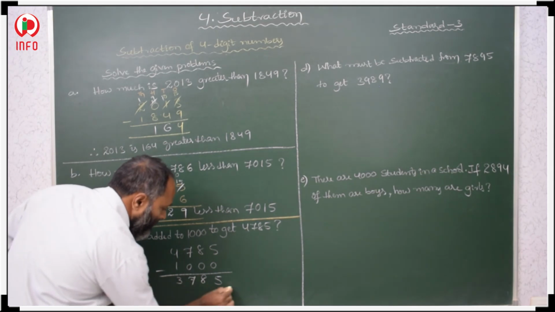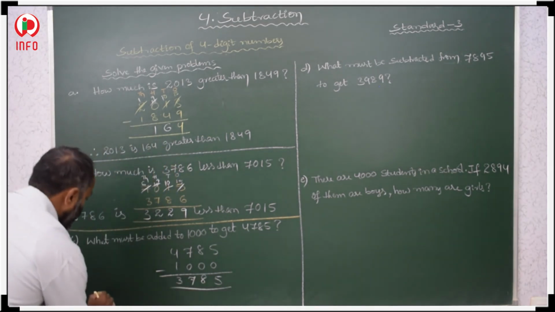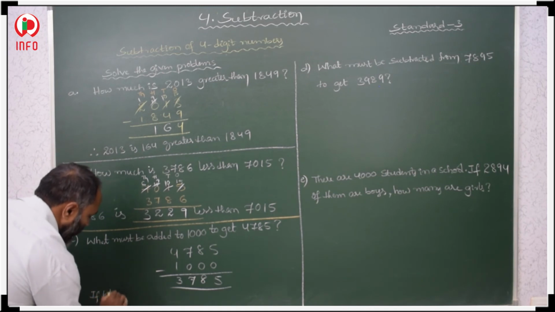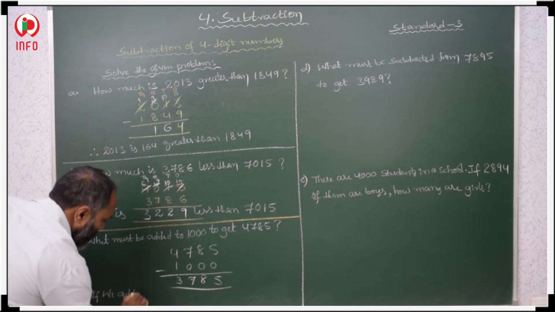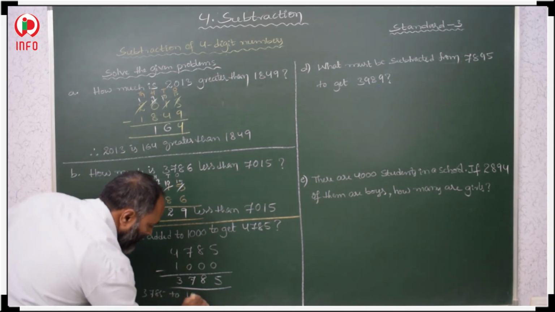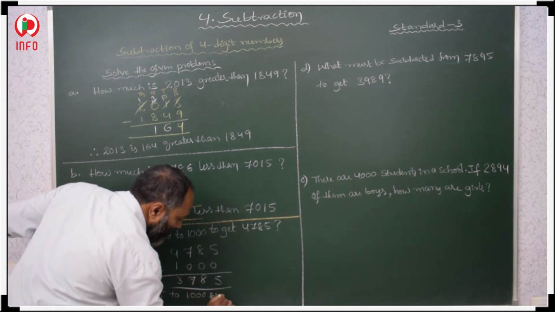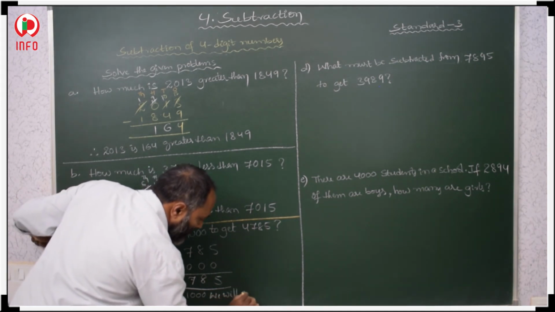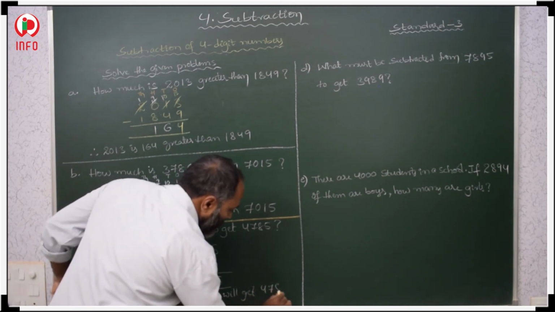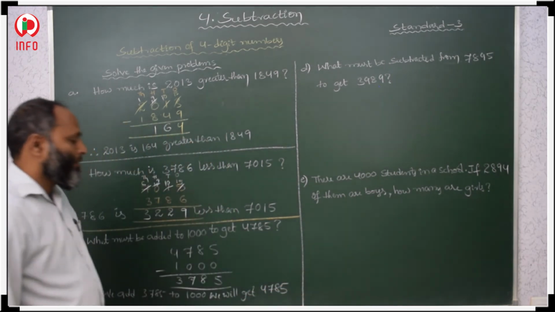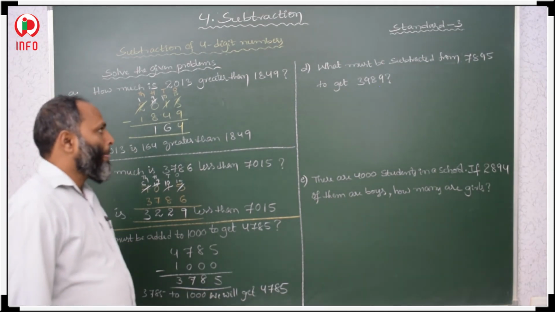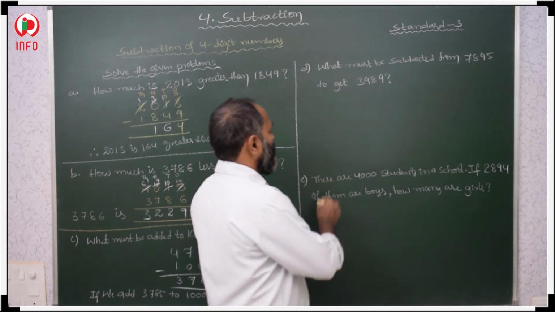Therefore, what must be added? If we add 3785 to 1000, we will get 4785. This we will get. Okay.